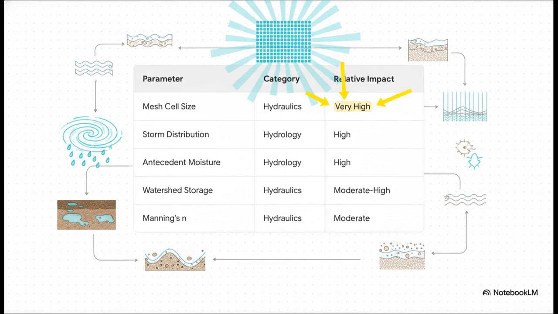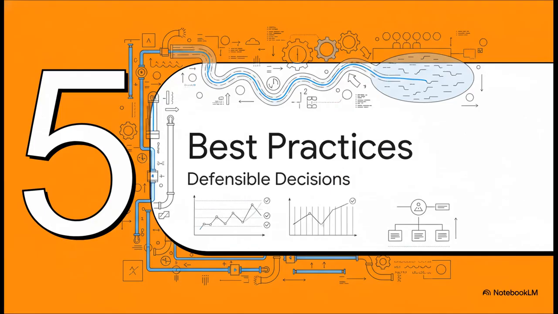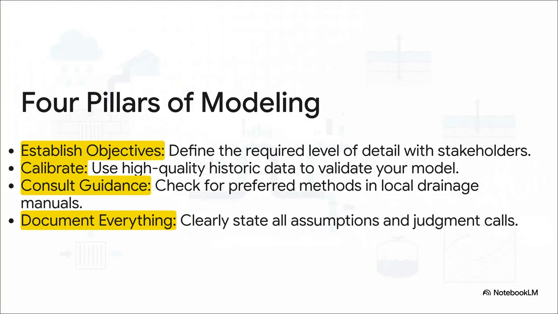these other heavy hitters. Okay, so with this knowledge in hand, how can engineers and modelers make better, more defensible decisions when they're building these things? Well, the study gives us some really clear guidance on that. It really boils down to these 4 pillars. First, know your goal. Talk to everyone involved and figure out the level of detail you actually need before you start building. Second, whenever you possibly can, calibrate your model against real-world data from past floods.